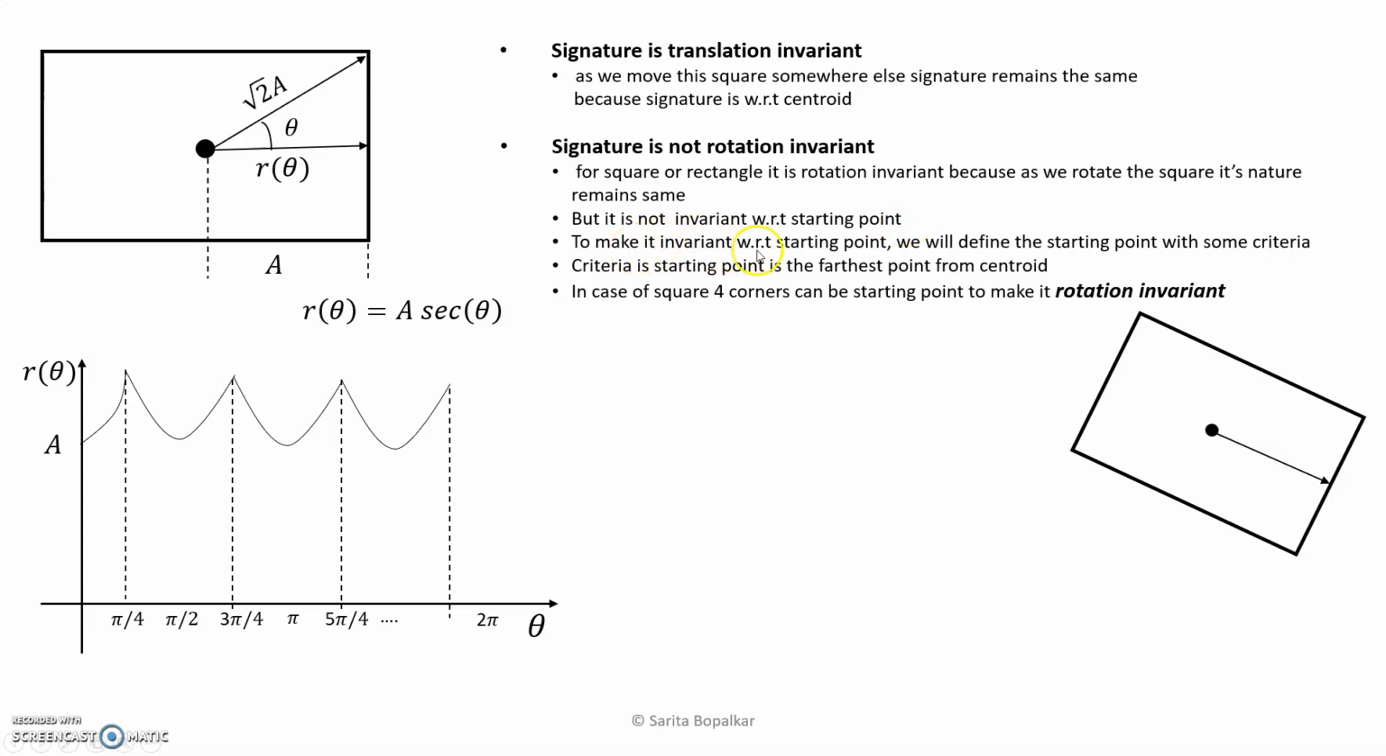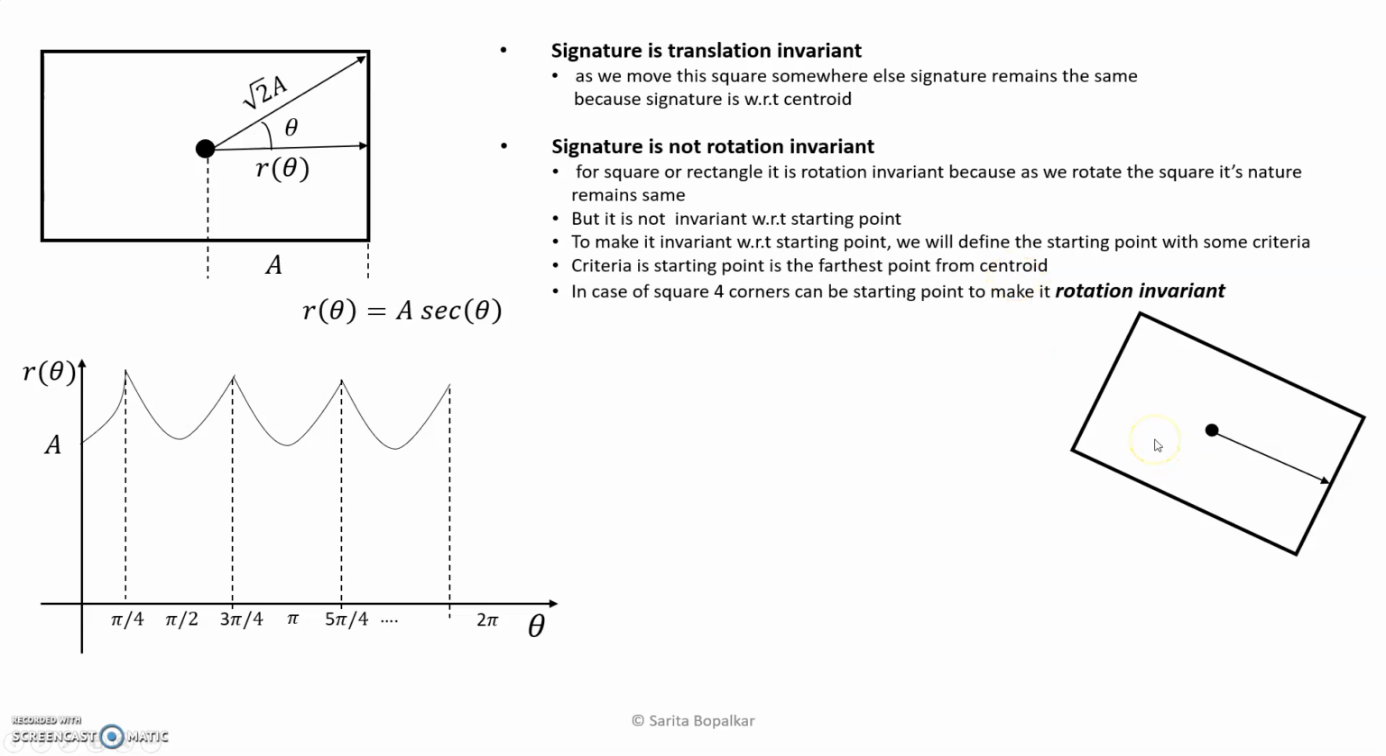To make it invariant with respect to the starting point, we will define the starting point with some criteria. That means our starting point should be unique even though we rotate the object. The criterion is that the starting point is the farthest point from the centroid.